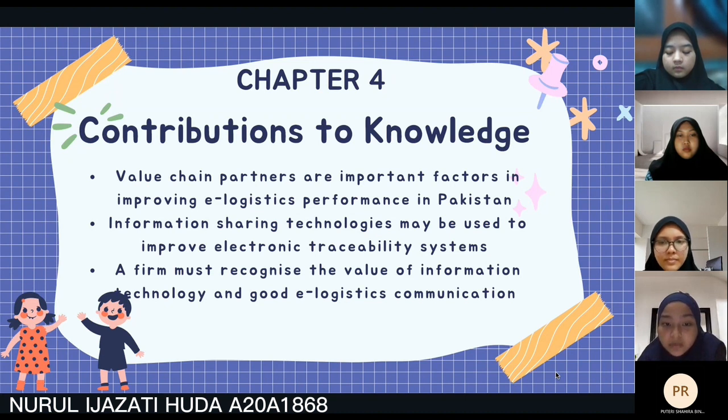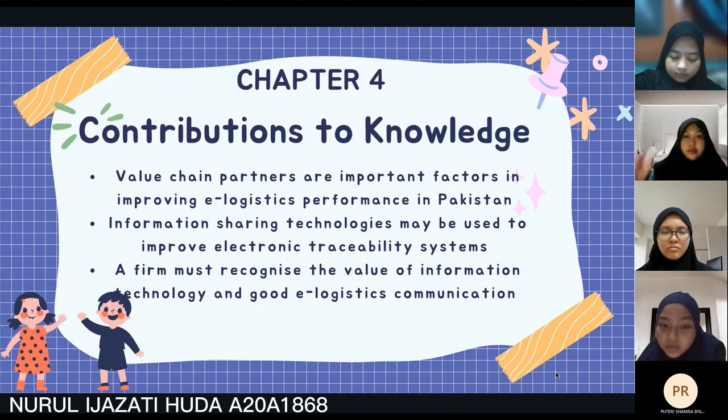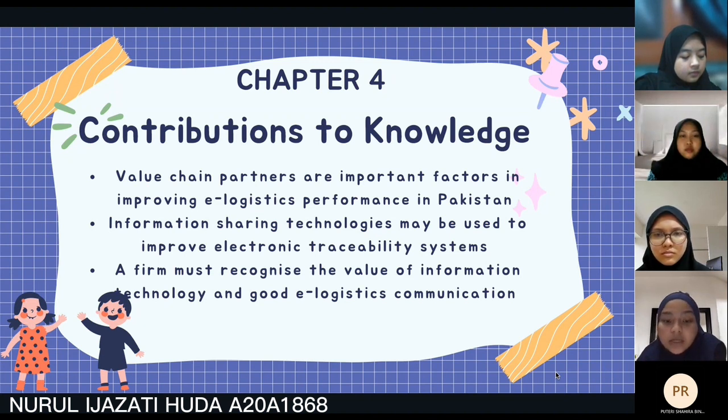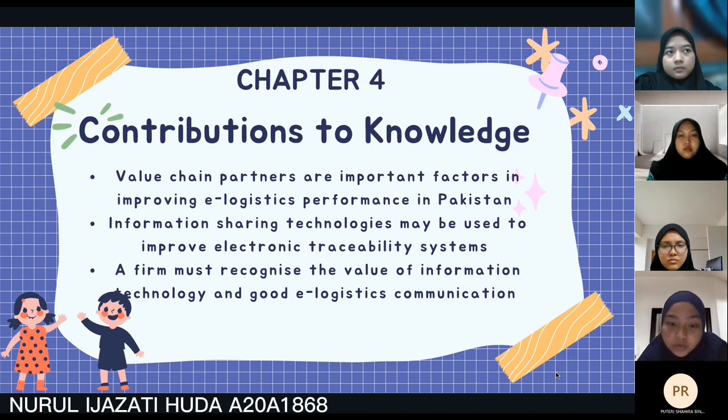Furthermore, the study discovered that value chain partners are important factors in improving e-logistics performance in Pakistan. This is because their stakeholders play an important role in everything from managing human resources to mechanization to fulfilling orders. In addition, information sharing technologies may be used to improve electronic traceability systems, so customers can track things over the internet using a good traceability system. Thus, a firm must recognize the value of information technology and good e-logistic communications.